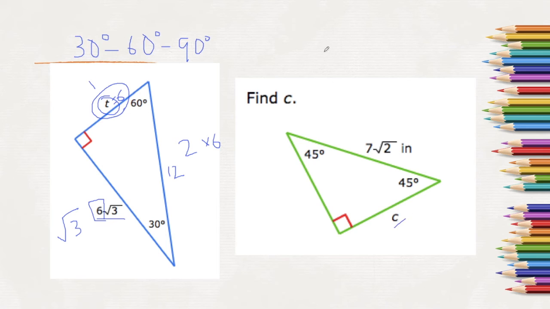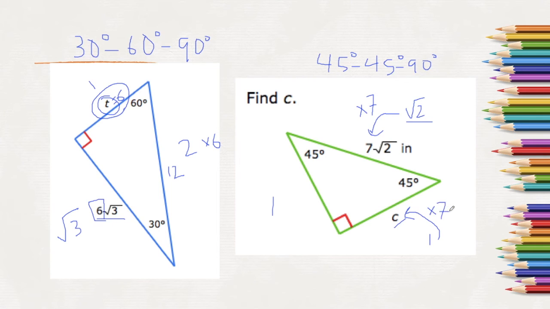For the 45, 45, 90 degree triangle, we have to look at the two sides. 45, 45, that is the 1, 1, root 2 triangle. So that's the original triangle, and since this one is a similar triangle, let's take a look. So what can you multiply to root 2 to get 7 root 2? You multiply by 7. So what do you multiply by the 1 to get c? You also multiply by 7. So c is equal to 7.